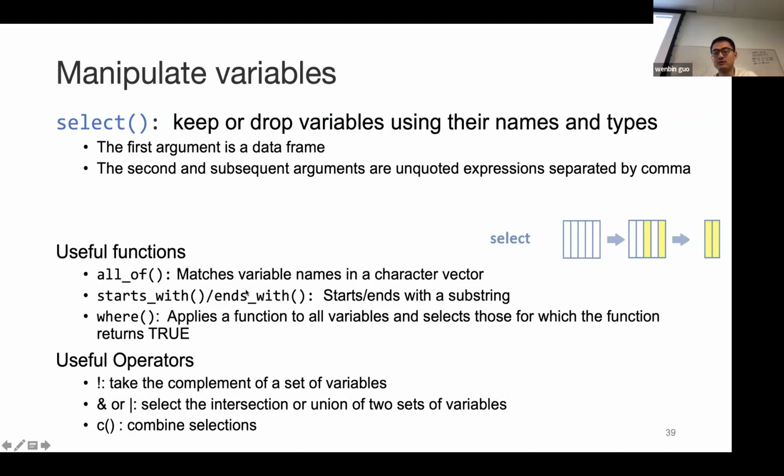Also, if you want to select the columns that start with a certain symbol or end with a certain symbol, you can use starts_with and ends_with. And if you want to use your own more complicated functions, you can use the where function. Besides that, you can use logical operators, and the or, and also the concatenation to combine the selections.